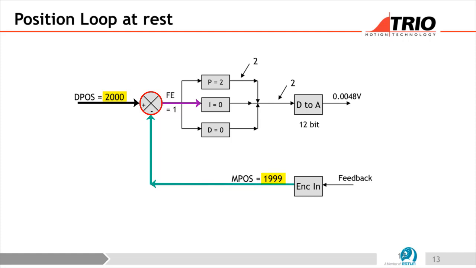That 1 count difference goes into the PID bit here, and all I've done is set a P gain of 2, which is literally just a multiplier, mathematically. So it multiplies the following error by 2, and we get a value of 2 here. On the 12-bit D2A converter, that gives us that voltage, 0.0048. And that is usually enough to push the motor into position.